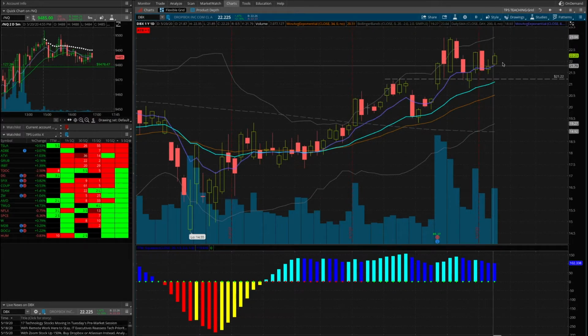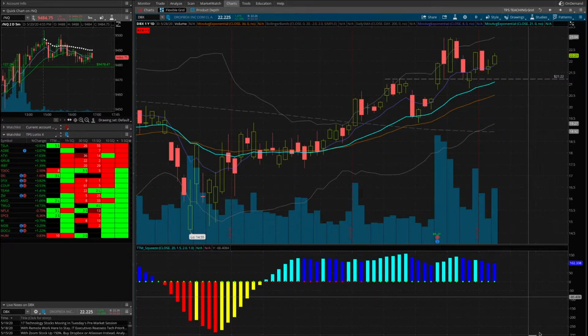It looks like it's doing some consolidation if we wanted to start looking at some other time frames. But the first thing we want to do is make sure that Dropbox is in an overall bullish trend. You could take a trade on this particular stock and it could work out just fine. But let's just do our due diligence and make sure that it is in a bullish uptrend.